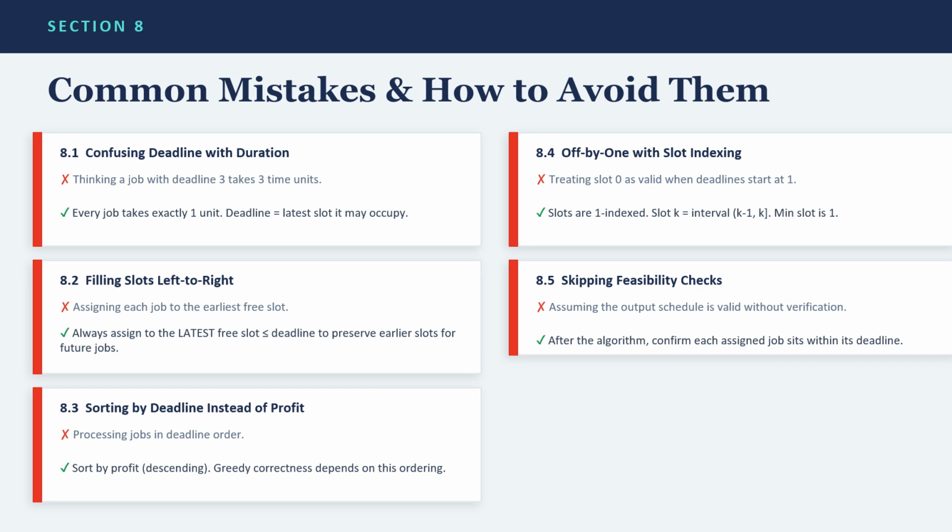Mistake 5. Skipping the feasibility check. After the algorithm completes, always verify that each assigned job sits within its deadline window. This is especially useful in exam settings or code reviews. Write these 5 on a sticky note and keep them next to you whenever you practice.